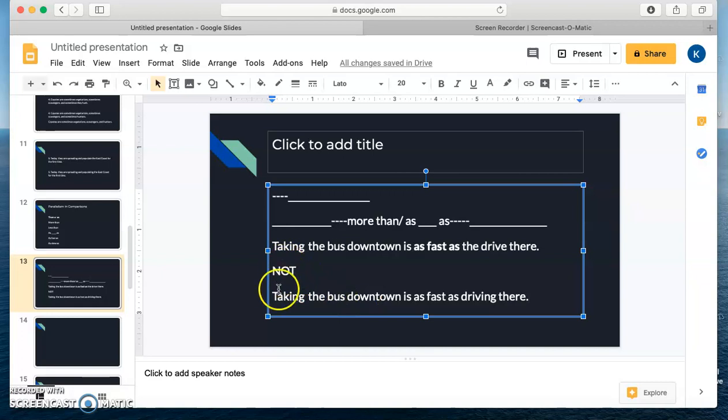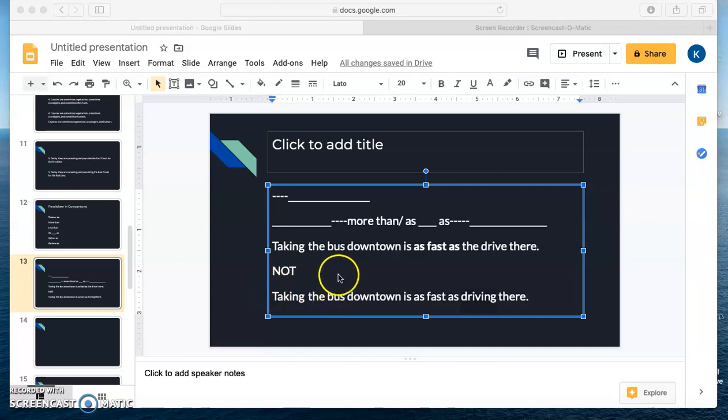Why? Because here we have our gerund, and here we have another gerund, or a verb, if you will. What we're doing here is we're matching up parallel structures so that the act of taking the bus downtown is as fast as the act of driving there.